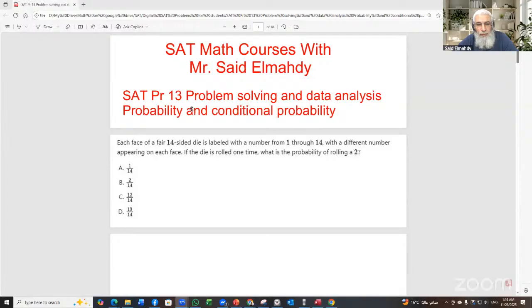This is a lesson on problem solving and data analysis: probability and conditional probability.